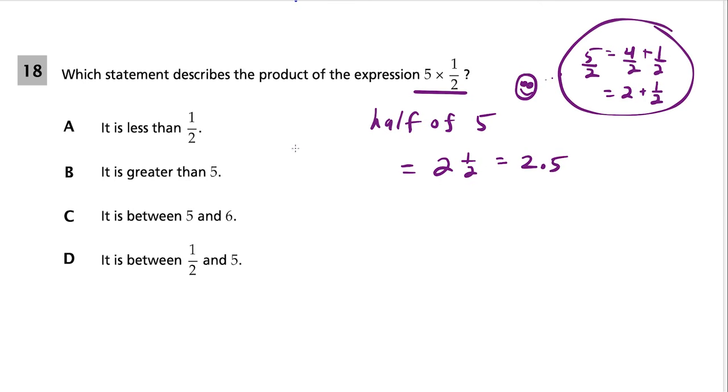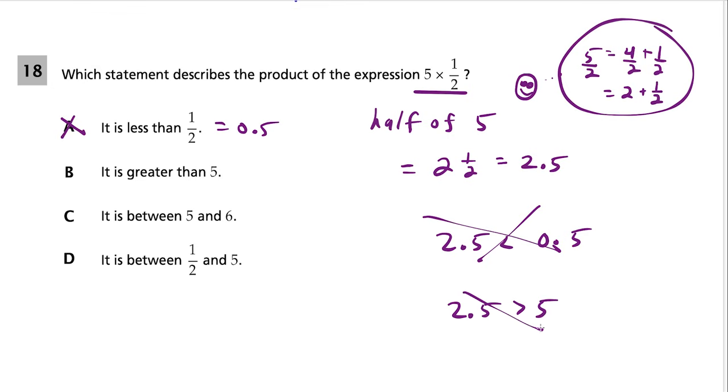But now I'll read through the answer choices. The product is less than a half. That is not true. 2.5 is not less than 1/2. And 1/2, we could also say, is 0.5. This is not a true statement. That's a false statement, so that's not our answer. It is greater than 5. 2.5 is greater than 5. That is also a false statement. So this one is out.